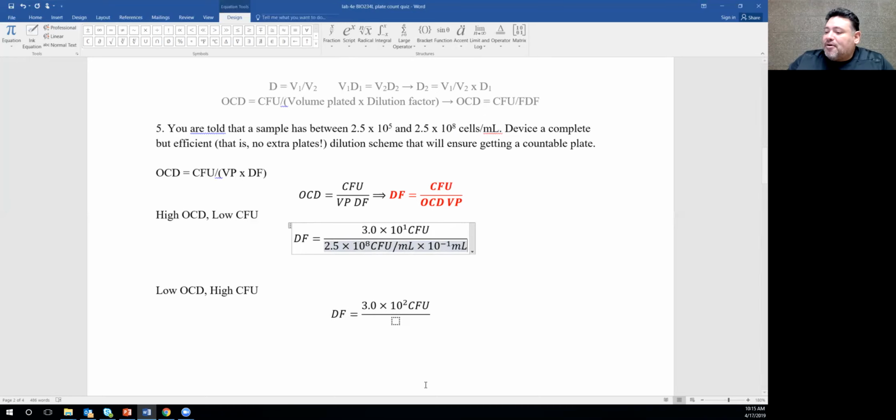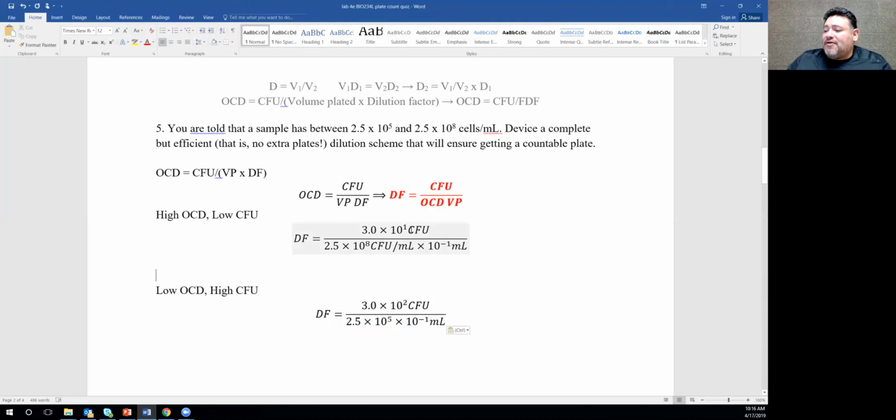Okay, let's do the bottom part. On the bottom part, we have to do OCD. What kind of an OCD? A low OCD, which is a low one, this one right here. So here we're going to go 2.5 times 10 to the what? To the 5th, because that's our low range guess. And then we're going to multiply by the volume plated. The author has not told us how much, so we have to conclude that it's going to be 10 to the negative first mLs. In other words, 1/10 of an ml. There it is.